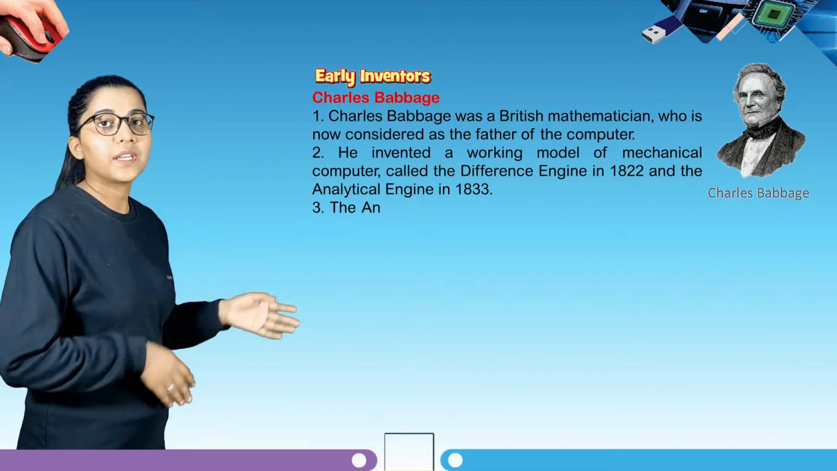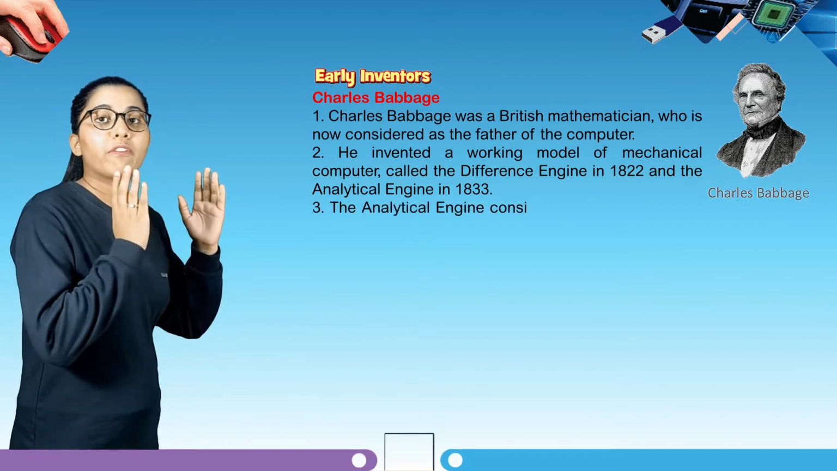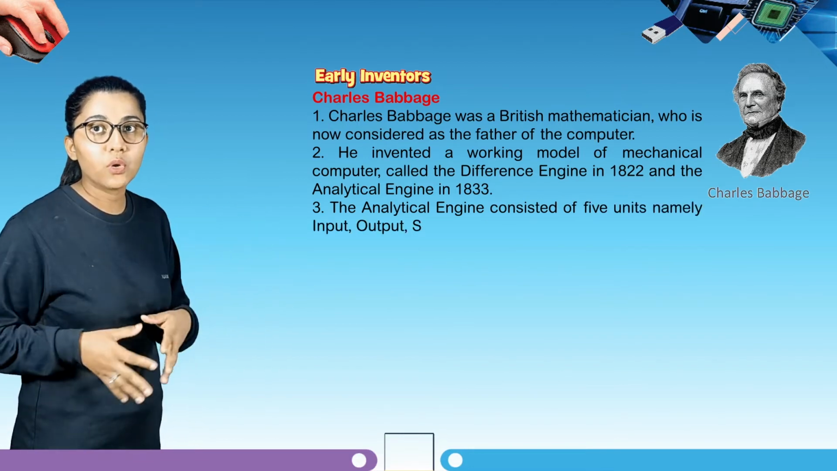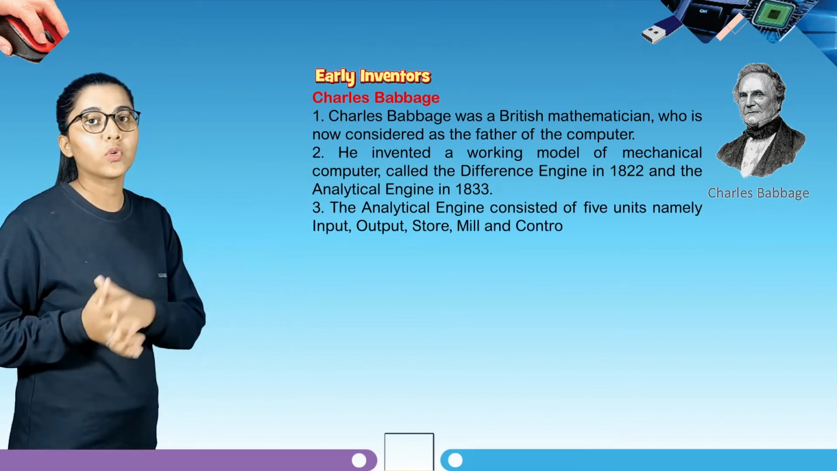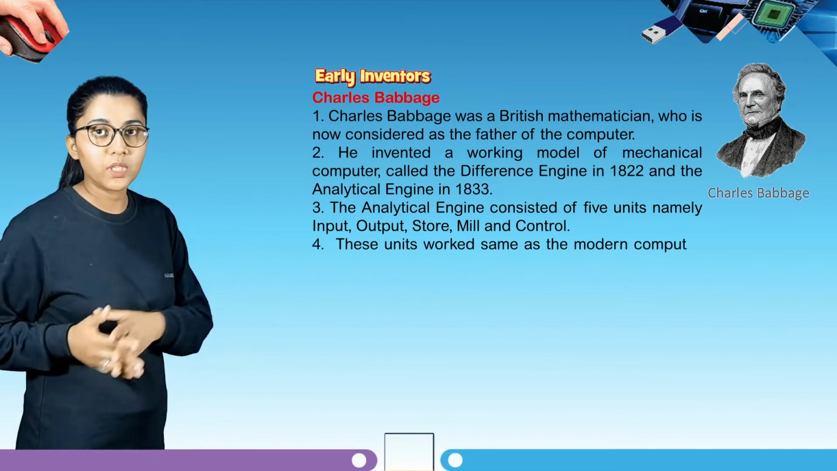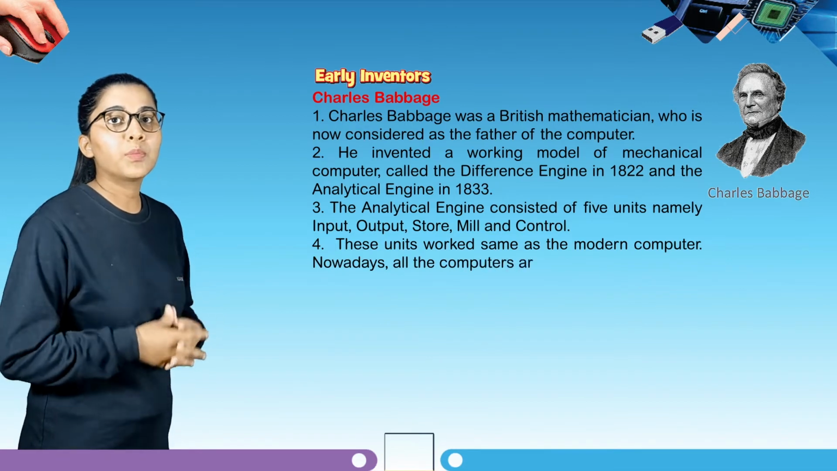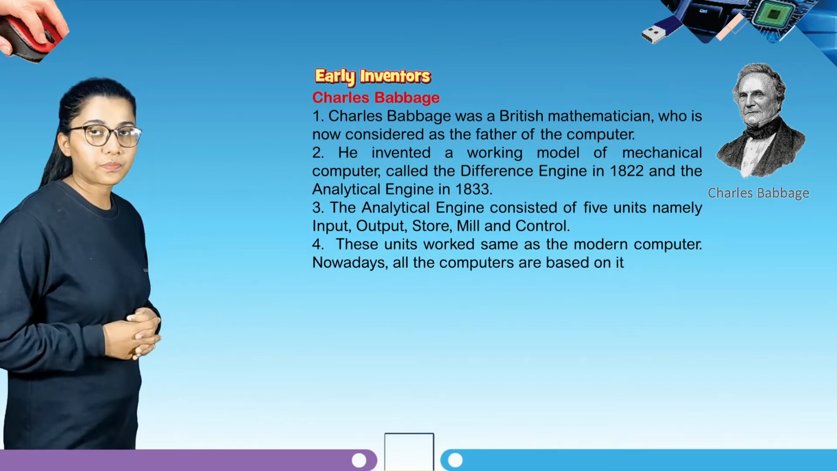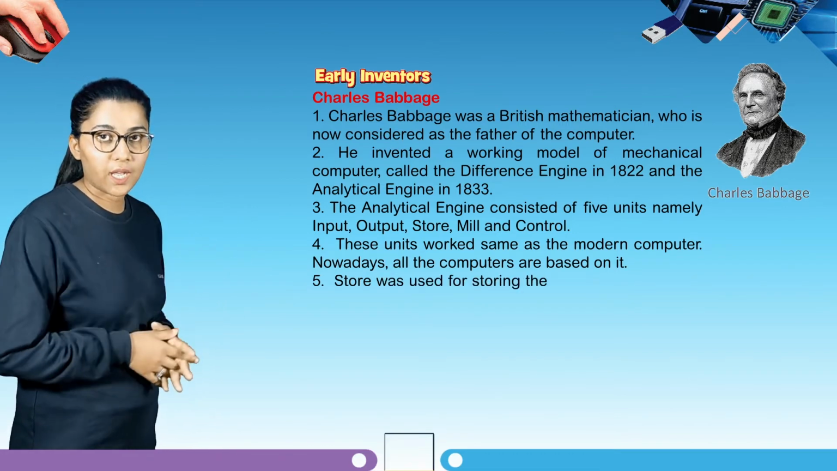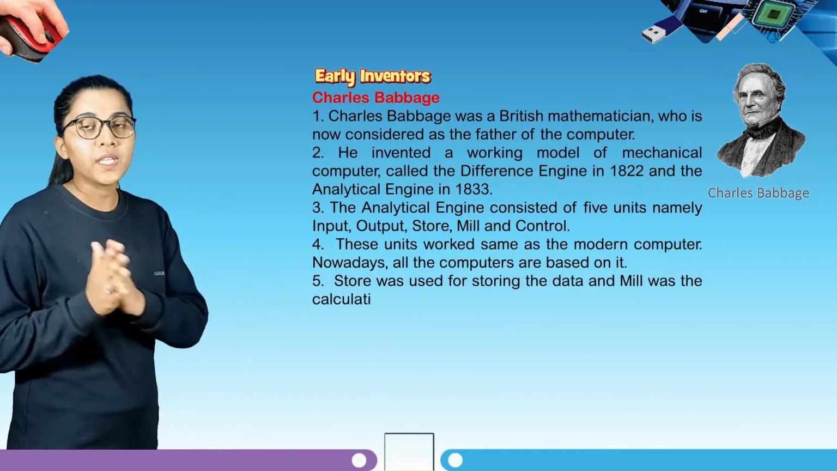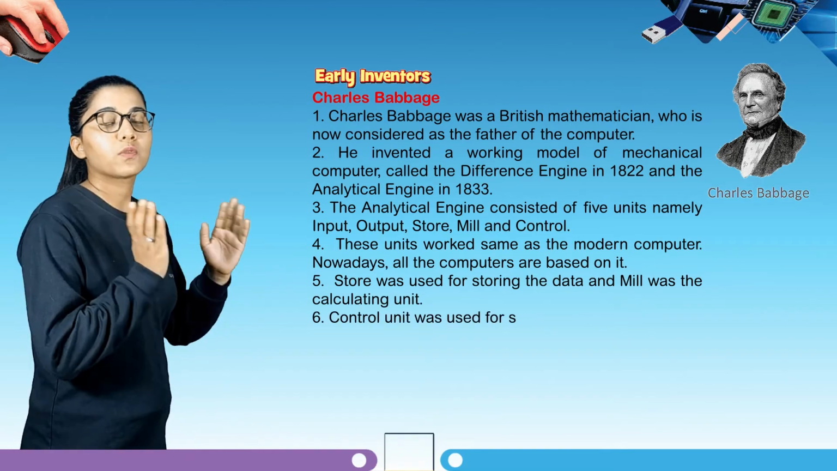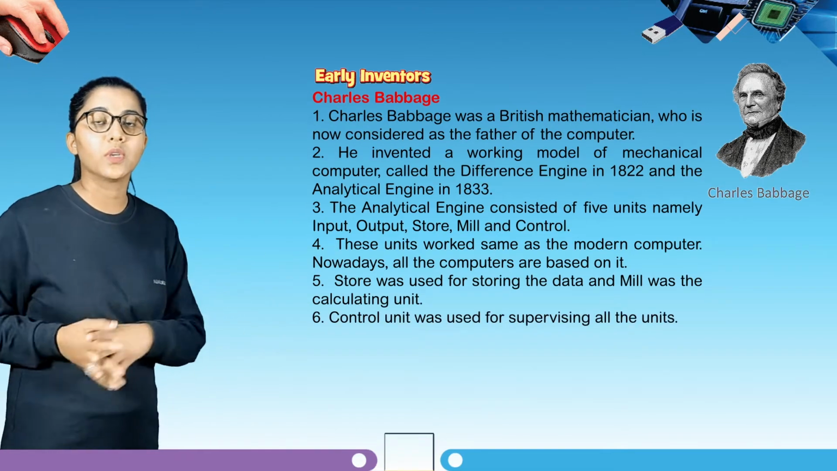Next, the analytical engine consisted of 5 units, namely input, output, store, mill and control. These units work the same as the modern computer nowadays. All the computers are based on it. Now next we have, store was used for storing the data and mill was the calculating unit. Next we have, control unit was used for supervising all the units.